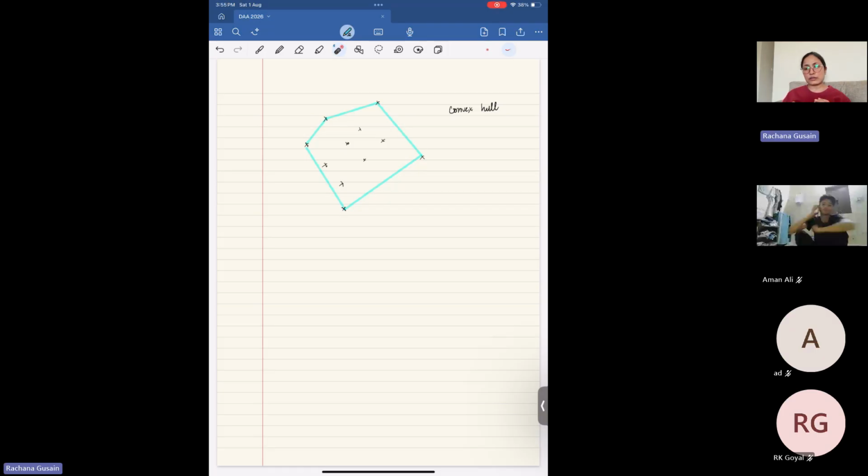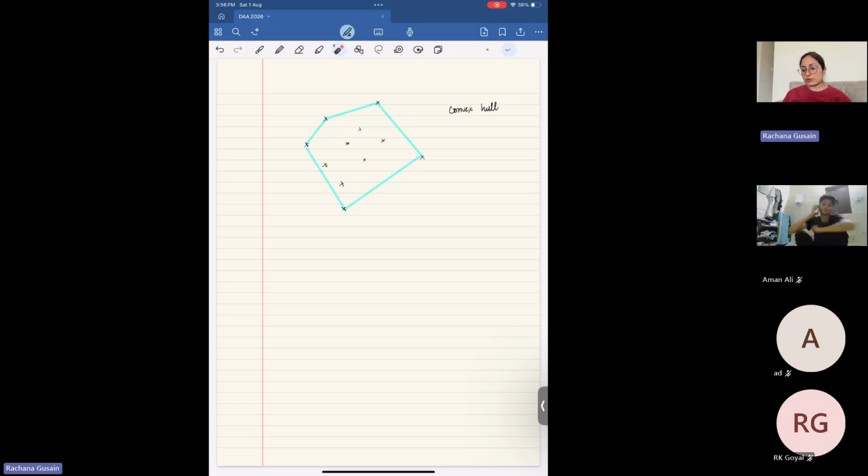What is the input here? X and Y coordinates of n points. Yeah, so every point has an x and y coordinate. So let's say I have n points, that is the input, right? For every point I have x and y coordinates.